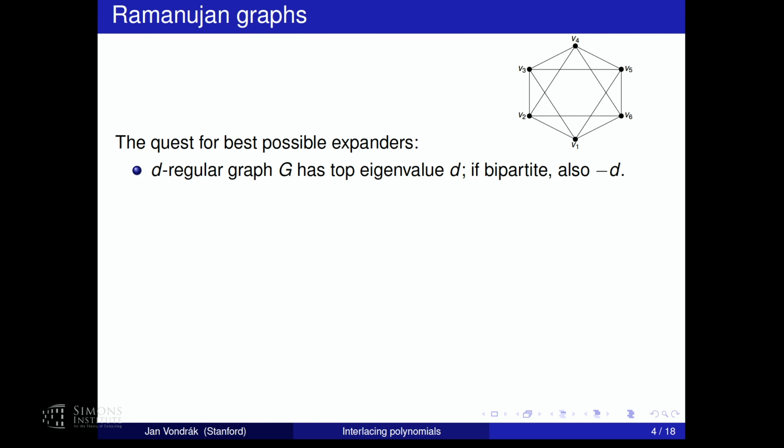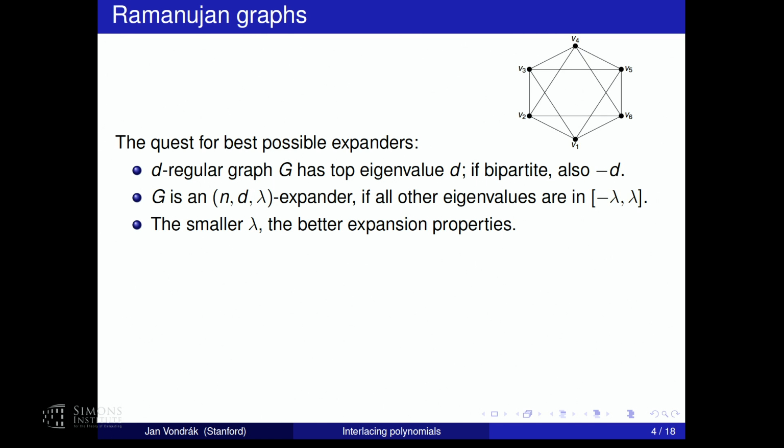So what are Ramanujan graphs? In some sense, they're the best possible expanders, in the spectral sense. For a d-regular graph, we can look at the eigenvalues. There's always the top eigenvalue of d. If the graph is bipartite, you also have minus d. And then there are the other eigenvalues that will determine the expansion properties of your graph.